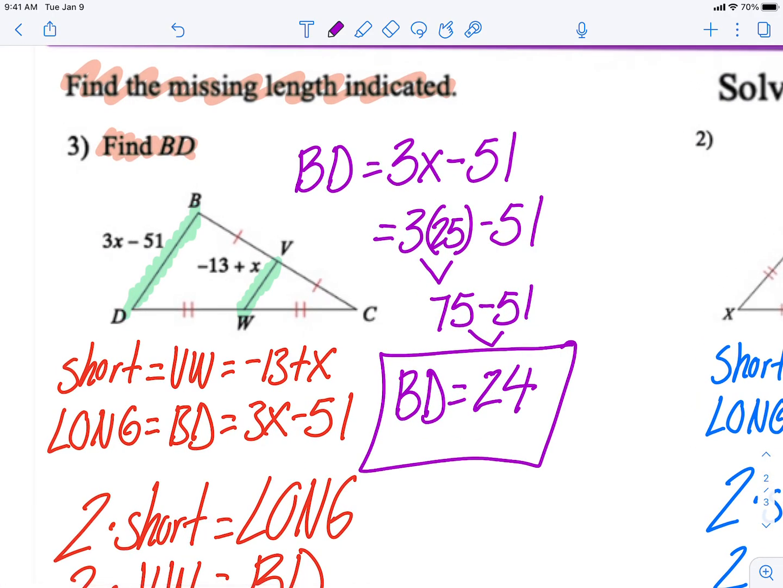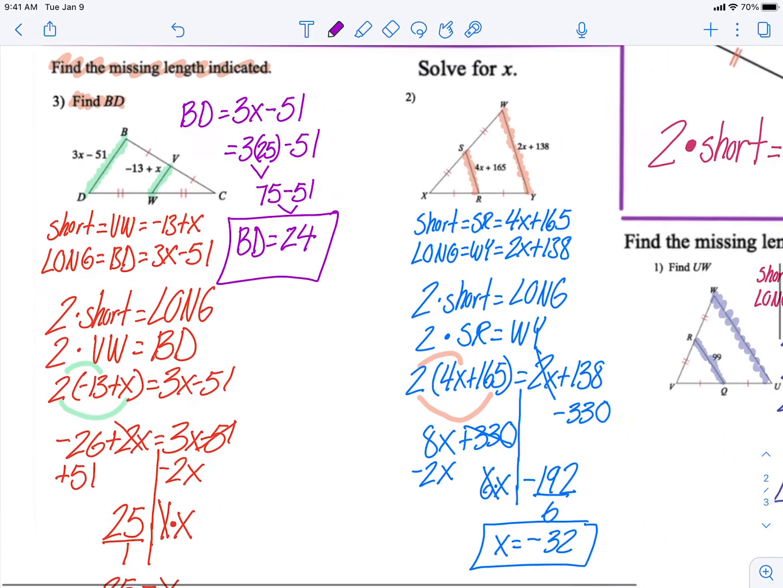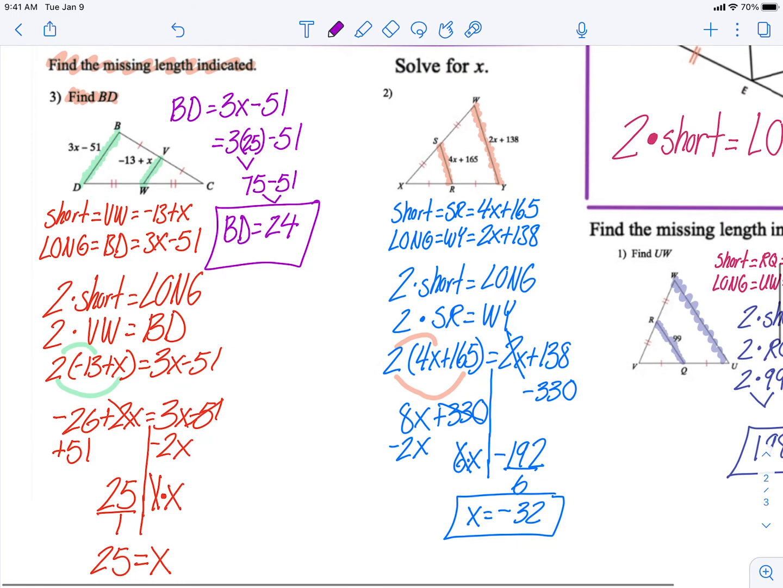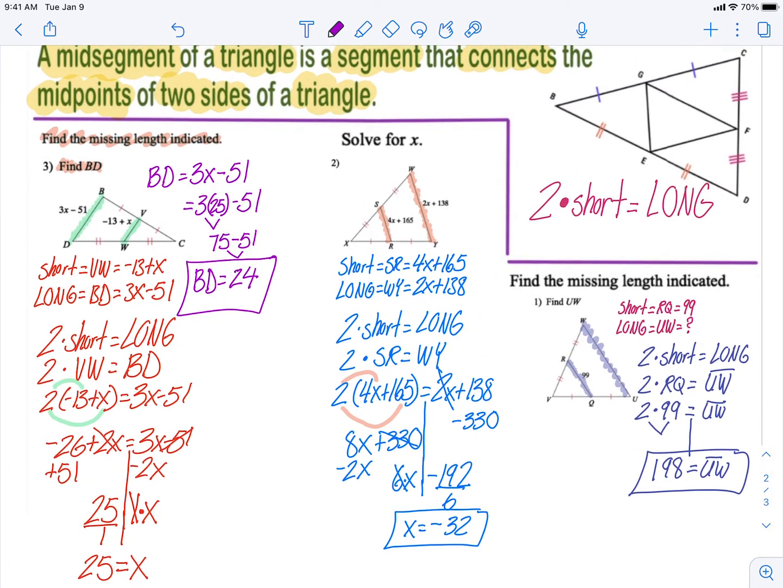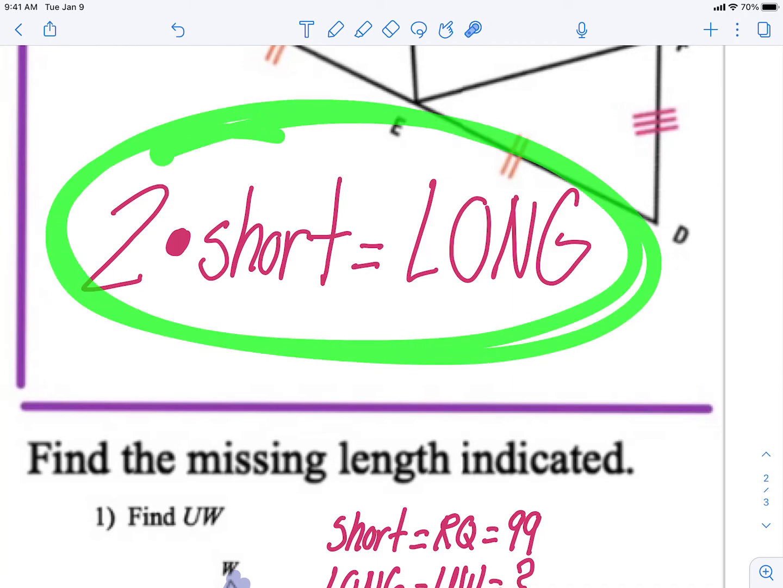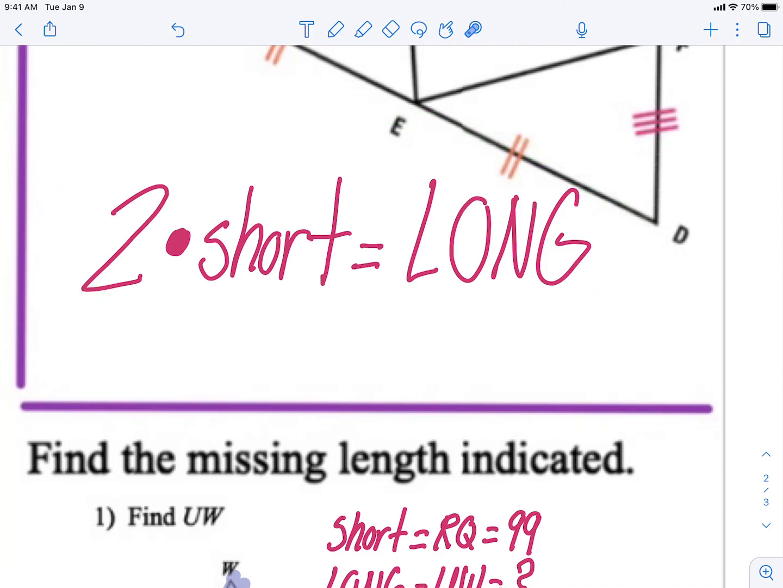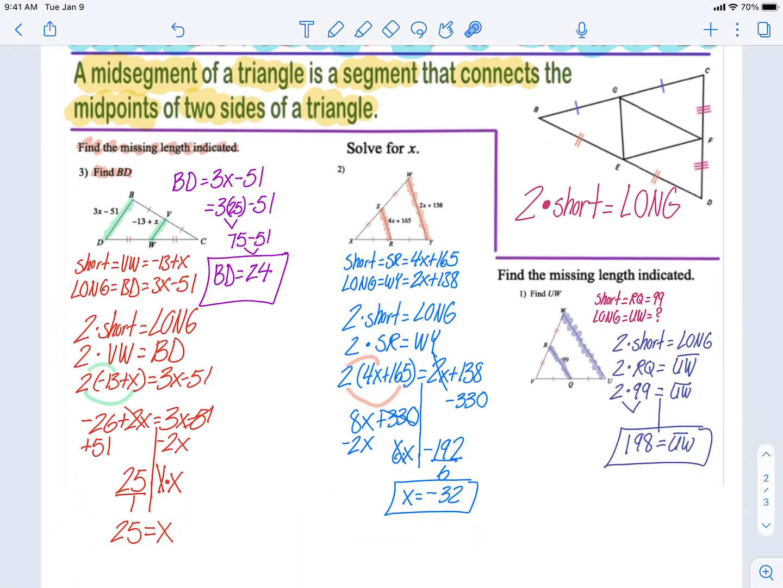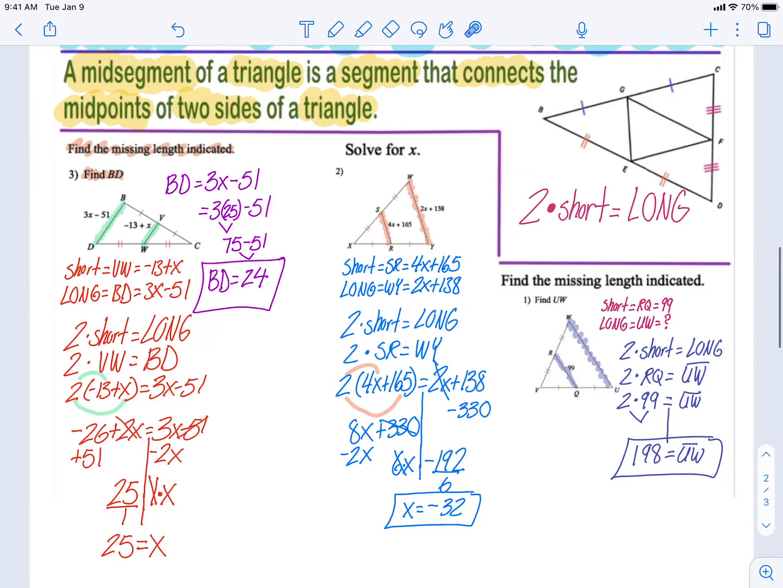That is BD. Look at that. Good job, everybody. Make sure you got everything copied down. But for this lesson, remember, kiddos, 2 times the short is equal to the long. Identify the short, identify the long. 2 times the short equals the long, and you got this.